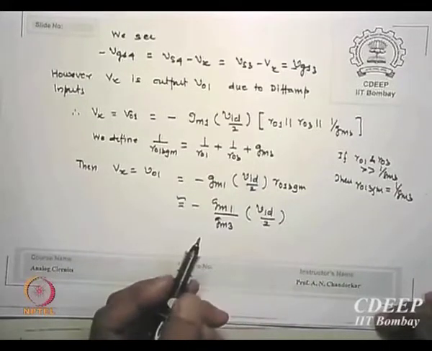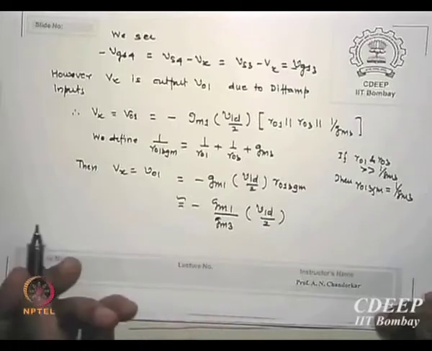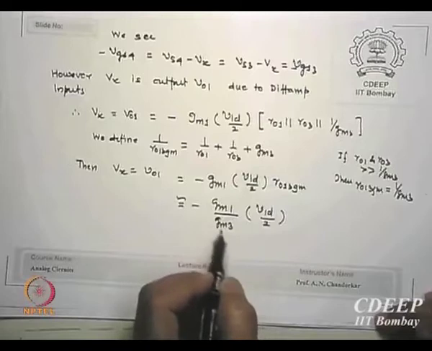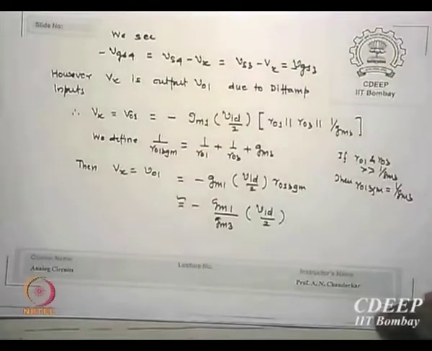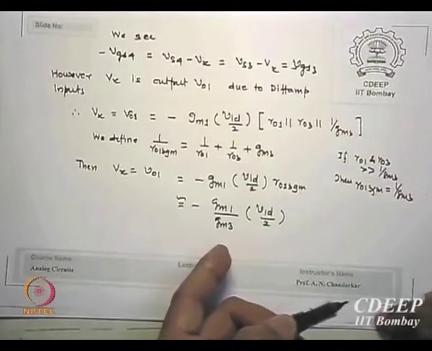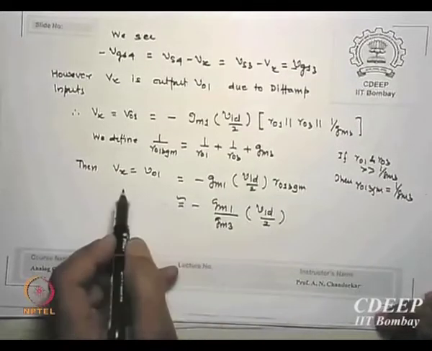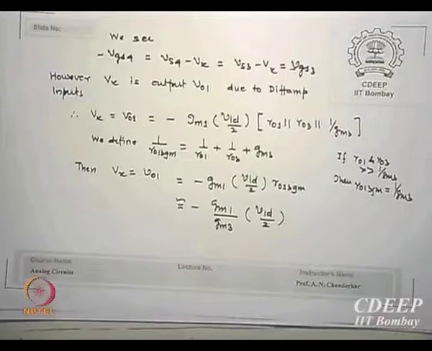For one input from the M1 side, the output Vx is minus GM1 by GM3 times VID by 2. We did it for the common source amplifier earlier, we are just writing the same expressions. So it is GM1 by GM3 into VID by 2 is the Vx, okay. If that is so, can I calculate VGS4 therefore?